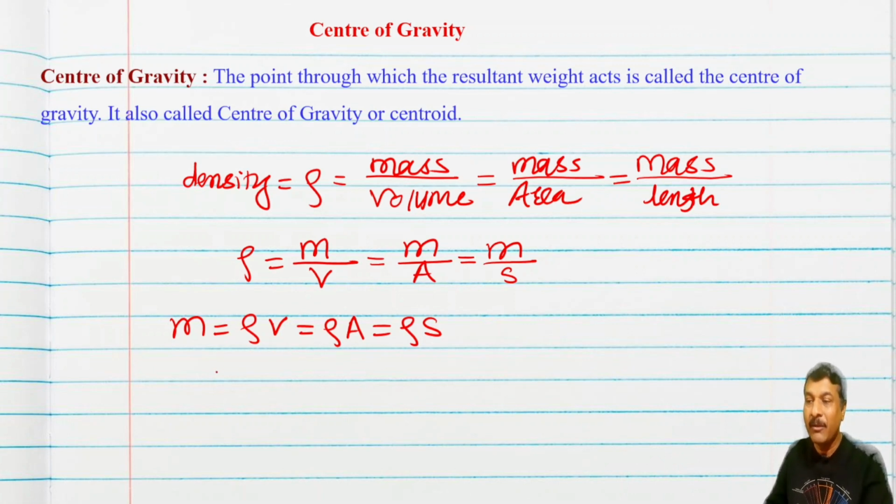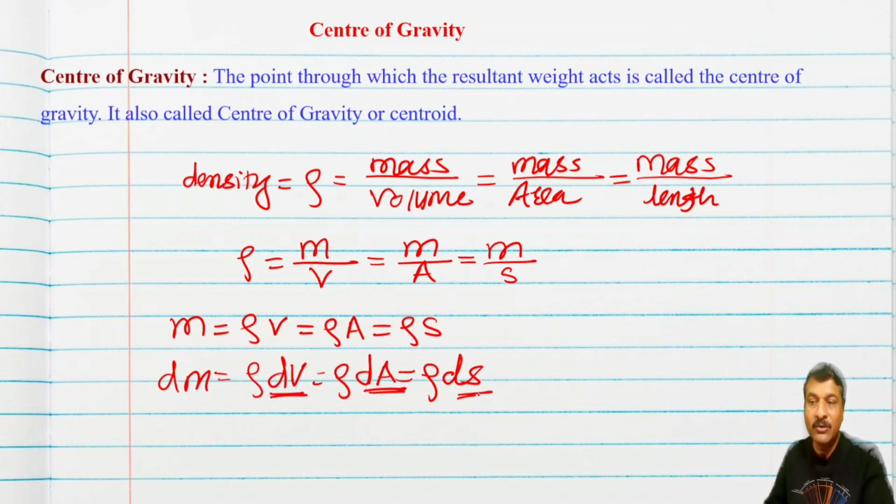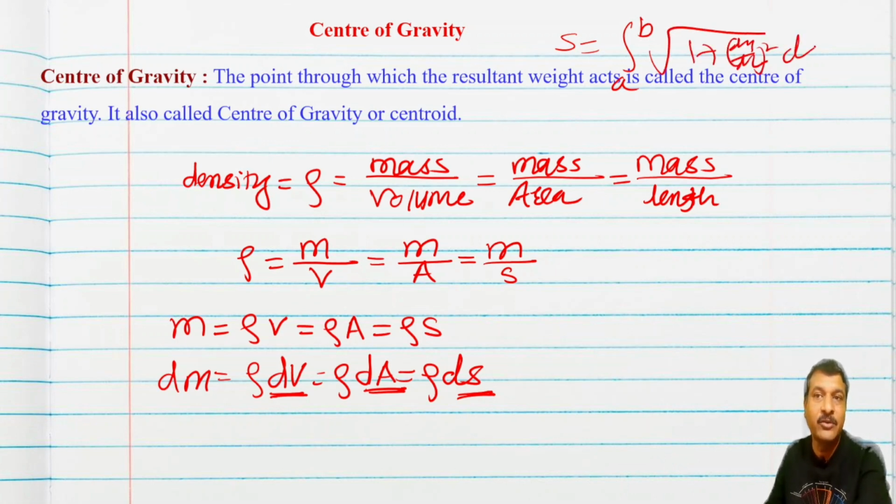And that is why, if I want to find dm, it is rho dV, or rho dA, or rho ds. Now how to find area, volume and length, we already know. Area means double integration dx dy. Volume means triple integration dx dy dz. And ds, or length s, is the integration from a to b of the square root of 1 plus (dy by dx) whole squared, into dx. If we know the limits of x or the limits of y, then it is different. And if it is parametric, then it is different. Or sometimes we have to convert into polar or spherical polar coordinates.